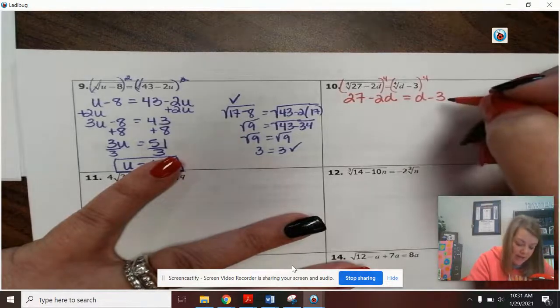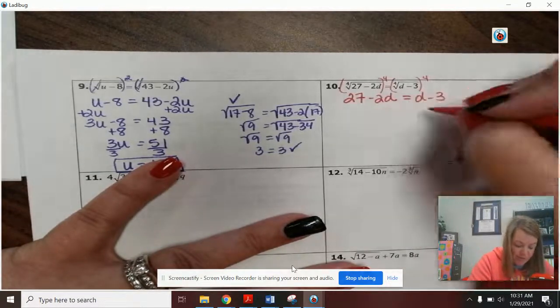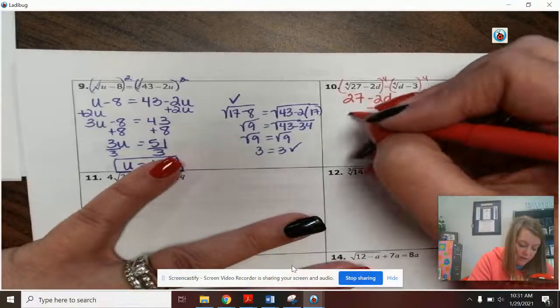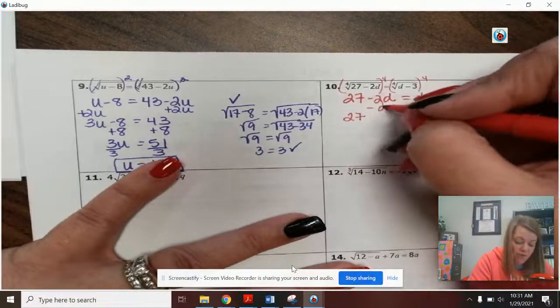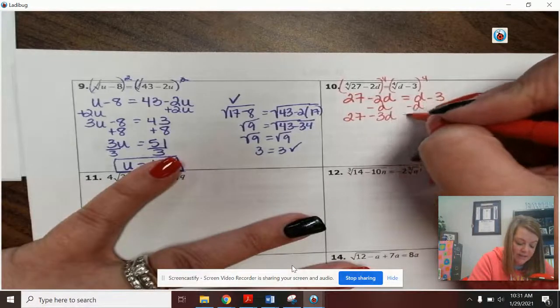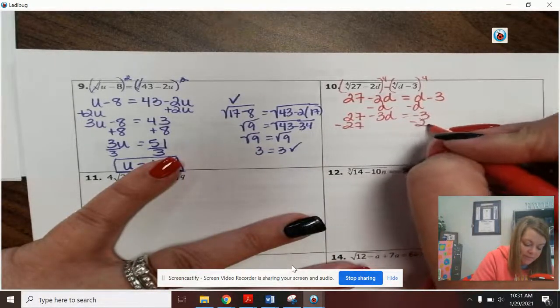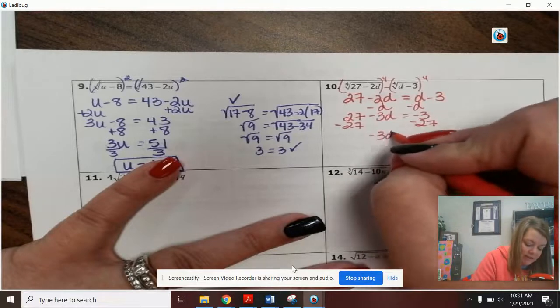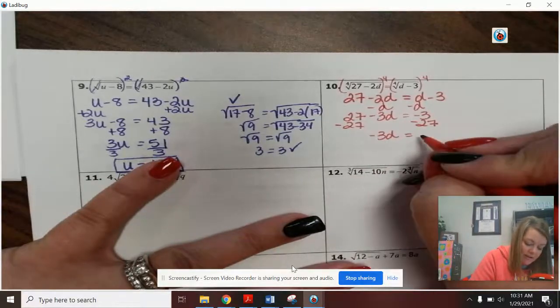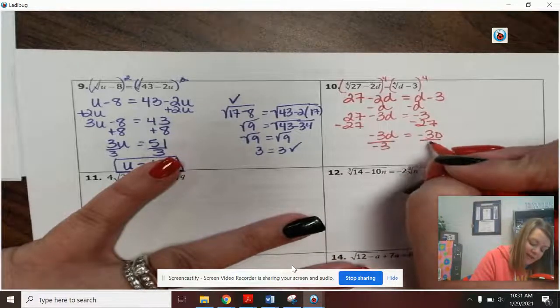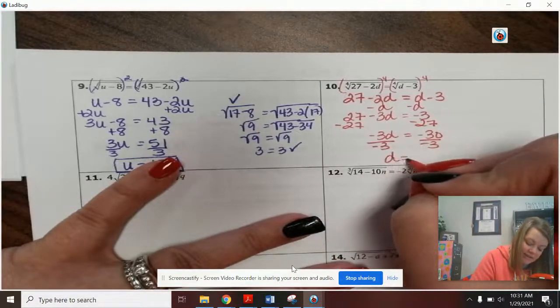It doesn't matter which way you go, but I'll go ahead and just subtract the d. So 27, negative 2 minus 1 is negative 3d. Then I will subtract the 27. So negative 3d equals negative 30. Divide both sides by negative 3, and I get d equals 10.